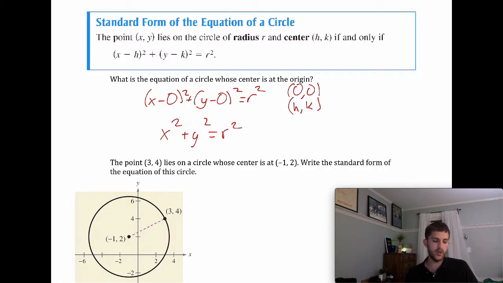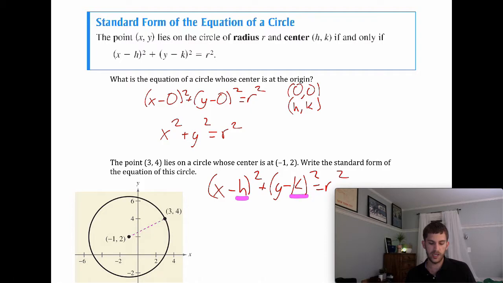So let's try out the specifics on this example down here. It says the point 3, 4 lies on a circle whose center is at -1, 2. Write the standard form of the equation of the circle. So just rewriting the standard form, we got x minus h squared plus y minus k squared equals r squared. So we need to plug in and figure out h, k, and r. We're going to leave the x and the y in there.